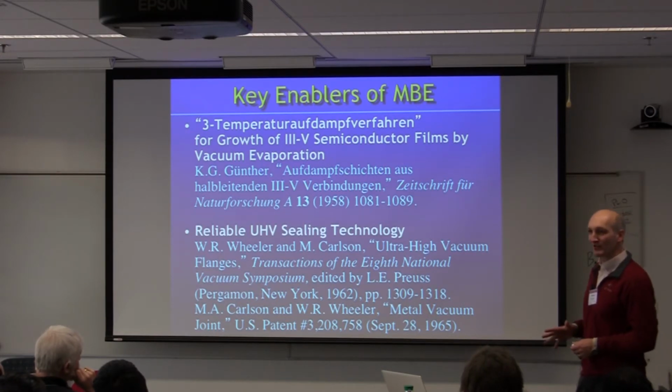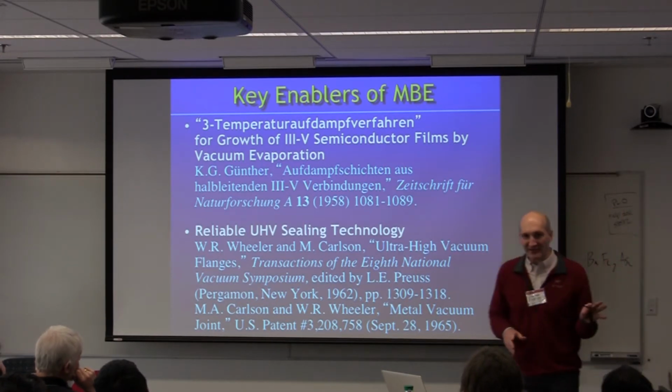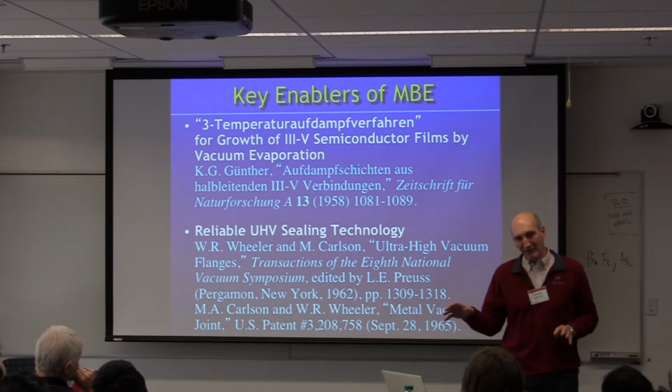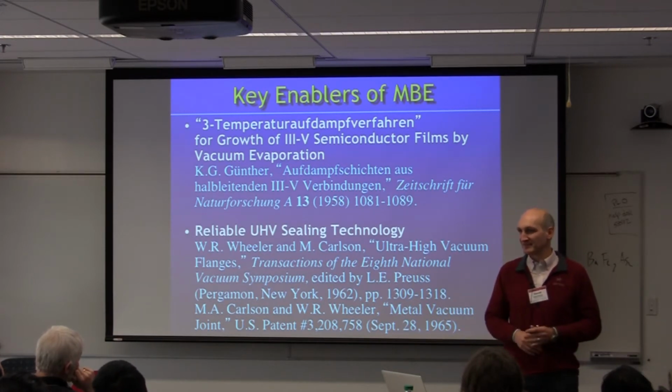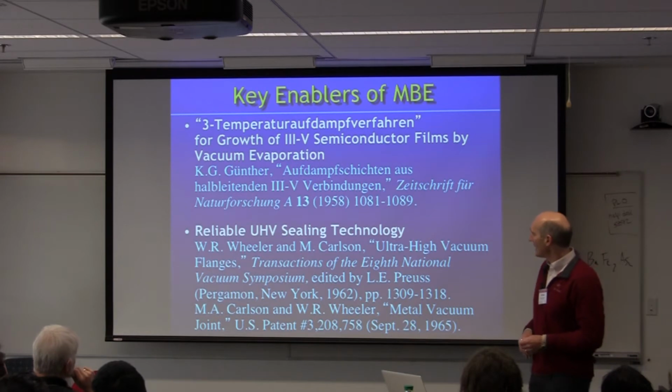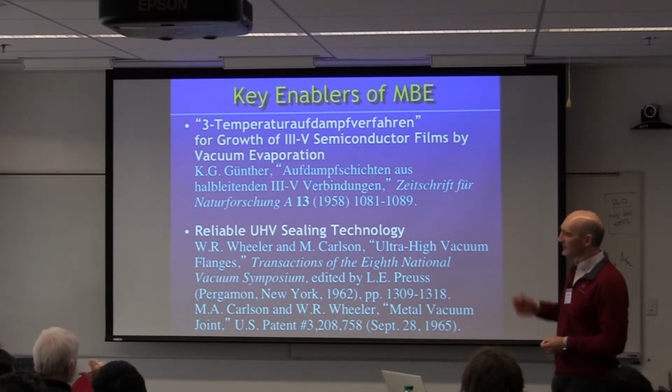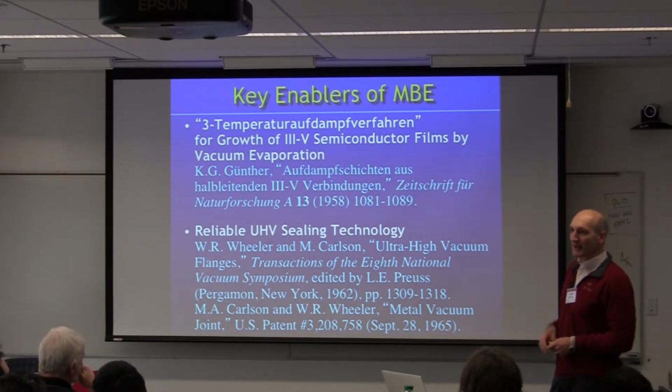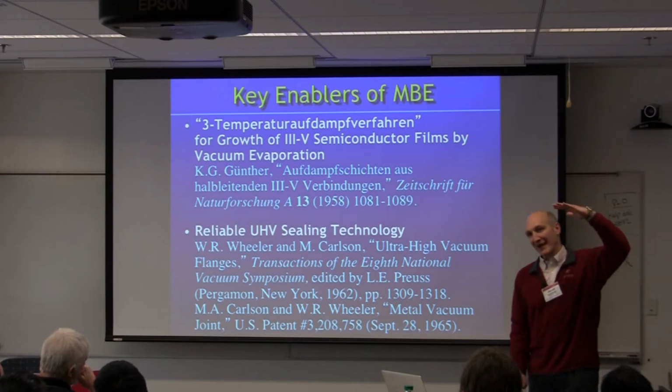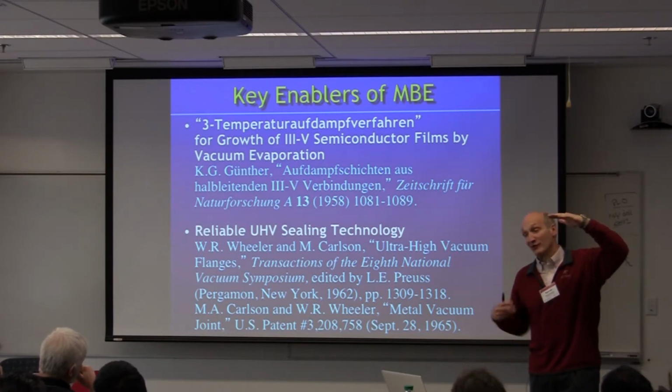So the three temperatures involved are the temperature of the arsenic, the temperature of the gallium, and the temperature of the substrate. Okay? And what he found, and I'll show you in just a second, was that basically you flood with the volatile constituent, arsenic. Tons of arsenic overpressure. And there's 8 orders of magnitude of overpressure in which you can happily form single-phase gallium arsenide. So to form gallium arsenide, you just flood with arsenic.